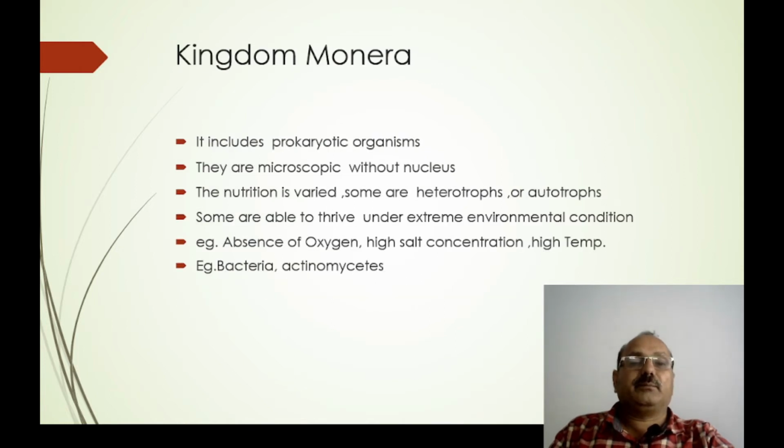They include prokaryotic organisms. The nutrition is varied. Some are heterotrophic, some are autotrophic. Some organisms are able to thrive under extreme environmental conditions, that means absence of oxygen, high salt concentration, high temperature. For example, bacteria, actinomycetes. These monerans are microscopic, they can't be observed under the light microscope. They are prokaryotic. Nucleus is absent. Some have an irregular shape, but some have a particular symmetry in their morphology.